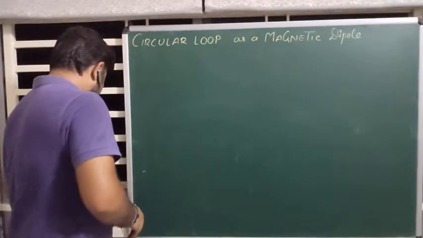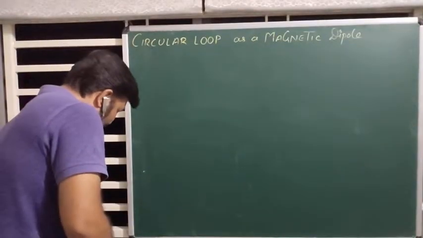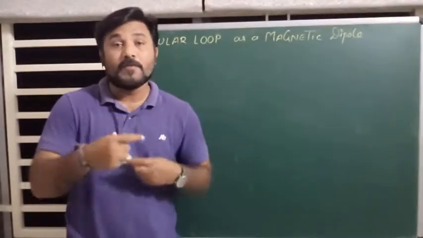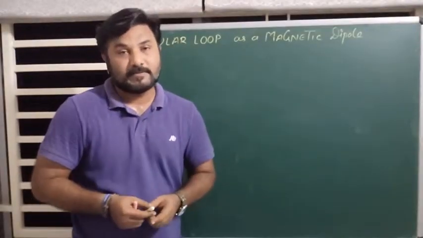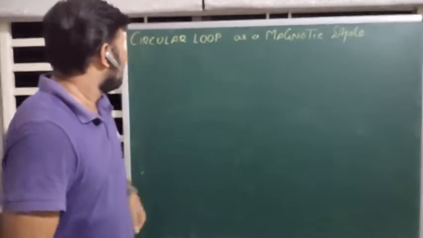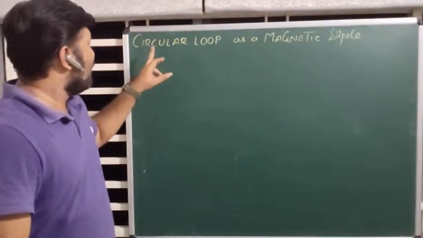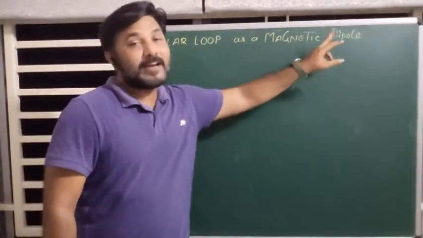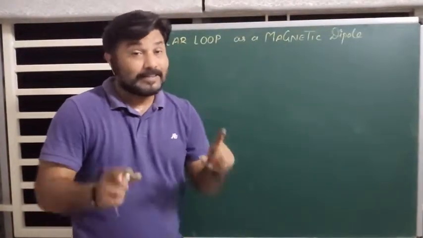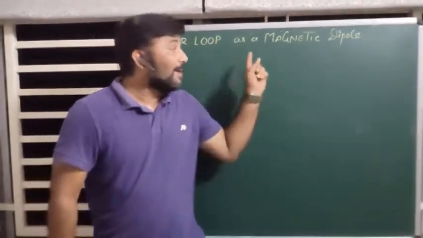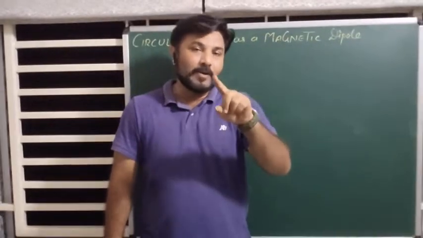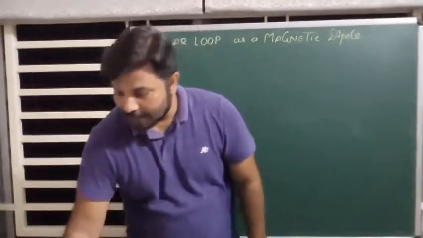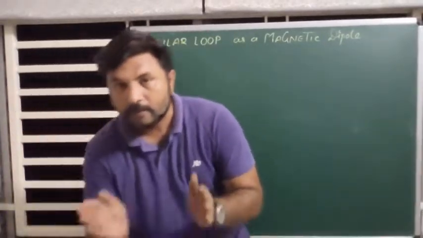In this chapter, lots of things we have seen. From that, we have to recall a few equations. First of all, in this video, we will see the circular loop as a magnetic dipole. There is a new word, magnetic dipole, but dipole is an old one. What is a dipole? That we have seen.